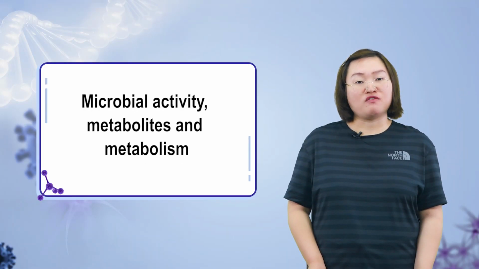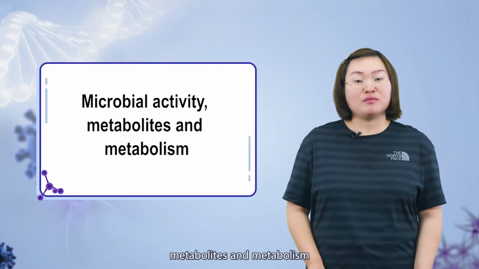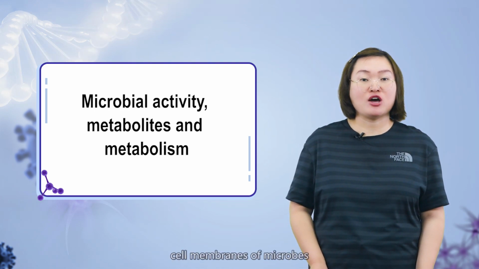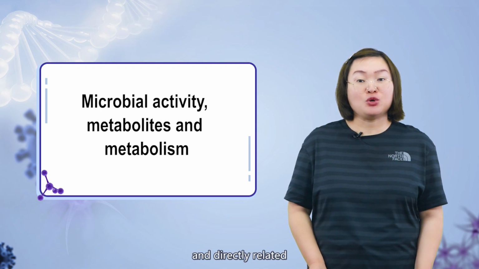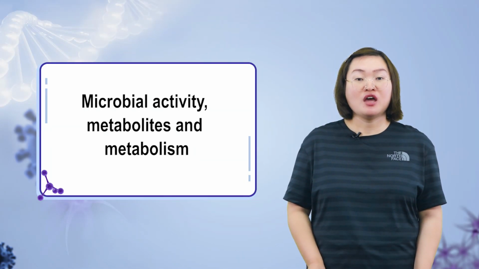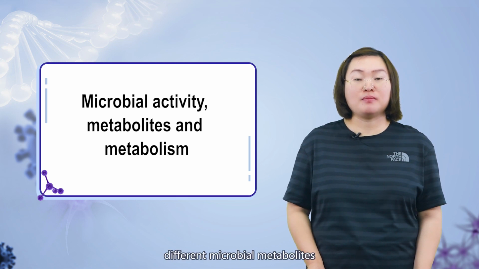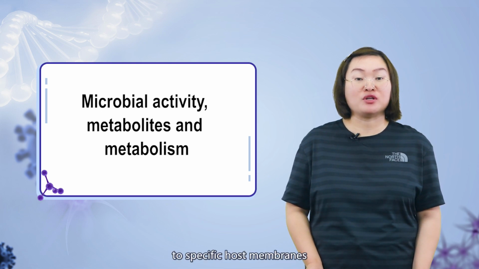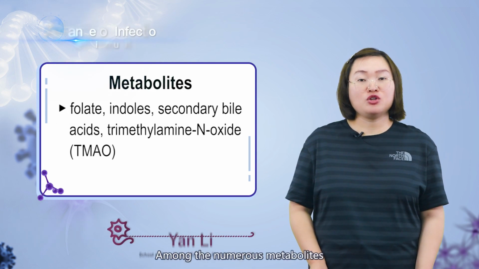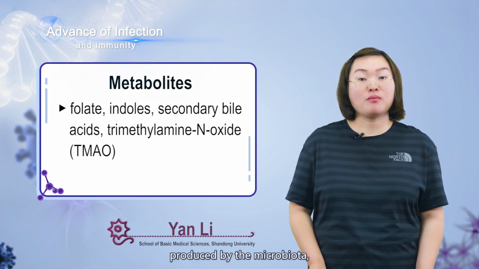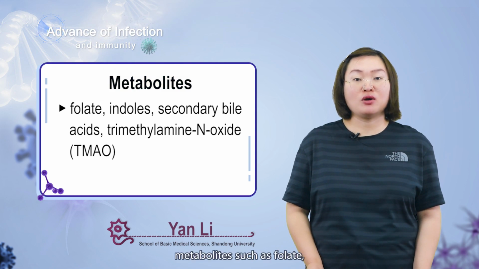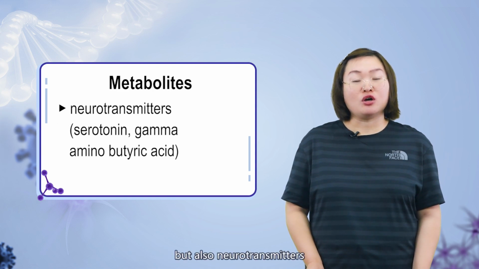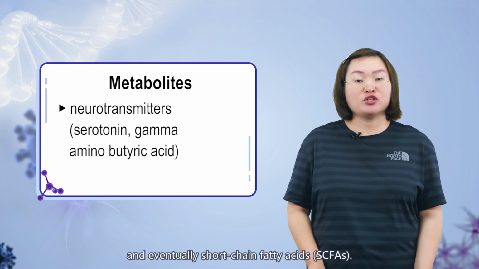So let's go to the topic of microbial activity, metabolism, and metabolites. In addition to receptors recognizing specific constituents of the cell membrane of microbes and directly related to the innate immune system, there is evidence that many different microbial metabolites also influence host metabolism, mostly by binding to specific host membrane or nuclear receptors. Among the numerous metabolites produced by the microbiota, we can mention important metabolites such as secondary bile acids, TMAO, but also neurotransmitters, and eventually short-chain fatty acids.